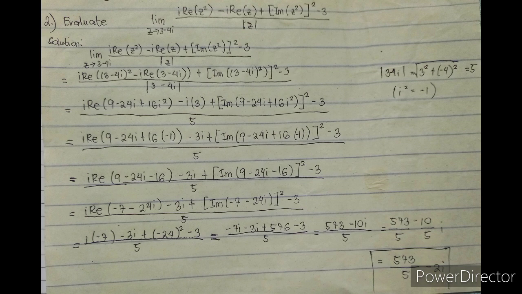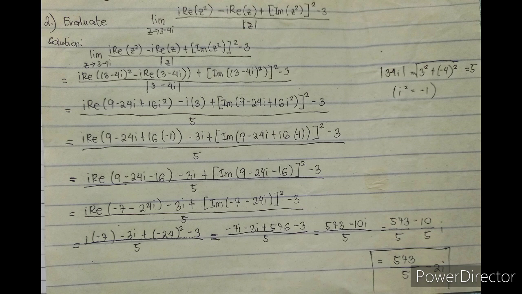Simplifying the i squared, which is equal to -1, the complex number is i real part of 9 - 24i - 16, minus 3i, plus imaginary part of 9 - 24i - 16 squared, minus 3, all over 5, which is equal to i real part of -7 - 24i, minus 3i, plus imaginary part of -7 - 24i squared, minus 3, all over 5.